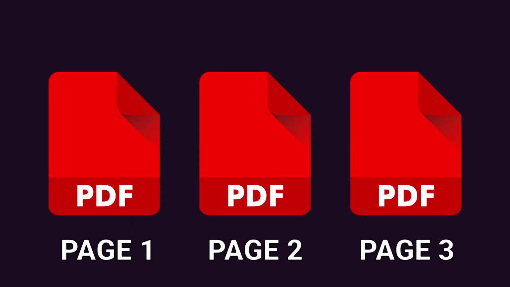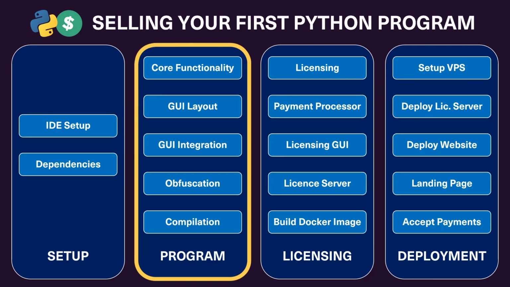In this video, we're going to be turning this into this. Welcome to the core functionality section of the series. In this video, I'm going to be showing you how to implement a simple Python PDF splitter, which is the primary function of the application we've been building.